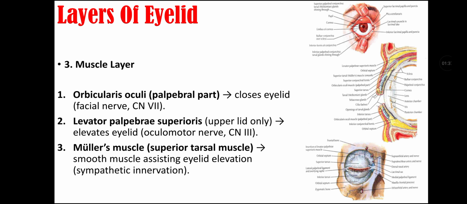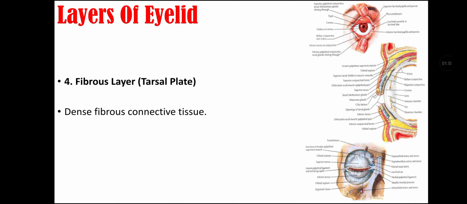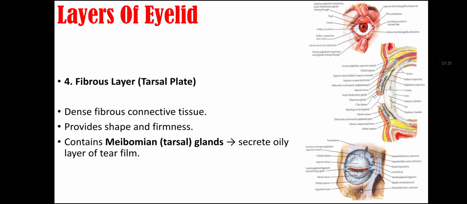Third muscle of the eyelid is Muller's muscle, that is also called as superior tarsal muscle. It's the smooth muscle that assists in eyelid elevation and it is supplied by sympathetic innervation. Layers of eyelid. Fourth layer is fibrous layer, that is also called as tarsal plate. It is dense fibrous connective tissue that provides shape and firmness. It contains meibomian glands that are also called as tarsal glands that secrete oily layers of the tear film.